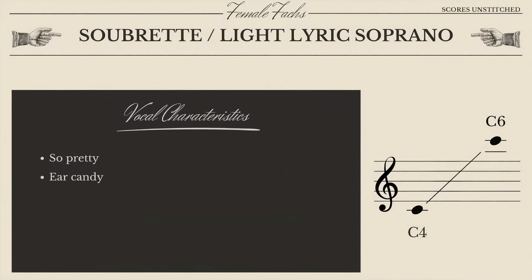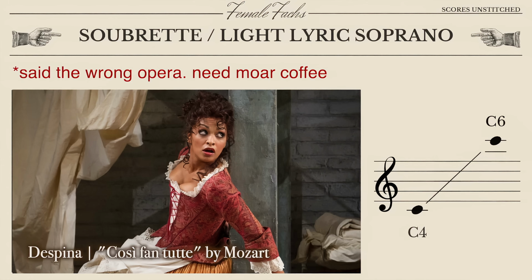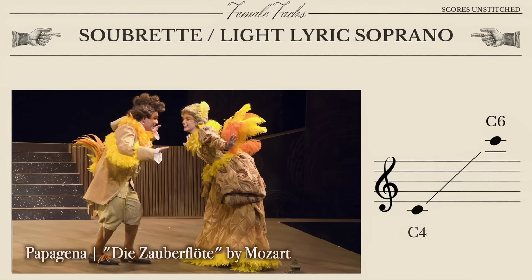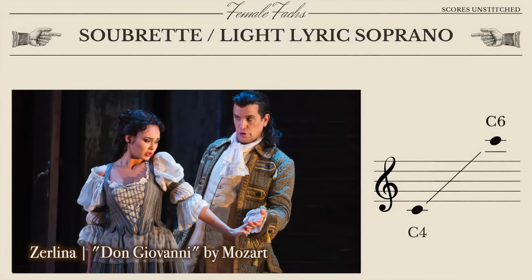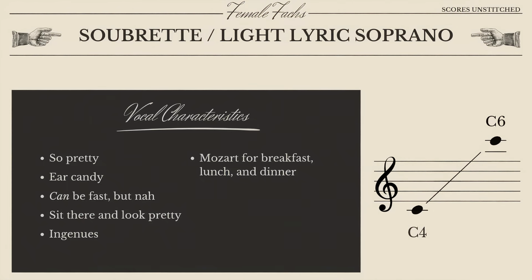They usually have the same agility and the same flexibility as coloraturas, but the parts are just not anywhere near as showy. They're not quite heavy or mature enough to be a lyric soprano. We'll talk about that in a second. So these parts are usually reserved for younger singers before they age into a bigger voice type. These would be roles like Despina from The Marriage of Figaro, Papagena in The Magic Flute, or Zerlina in Don Giovanni. Are you kind of seeing a Mozart theme here?